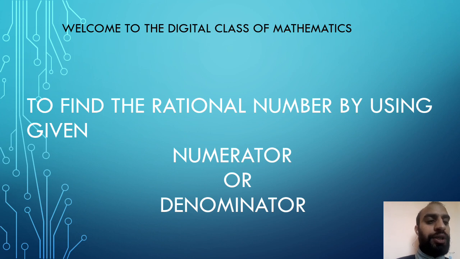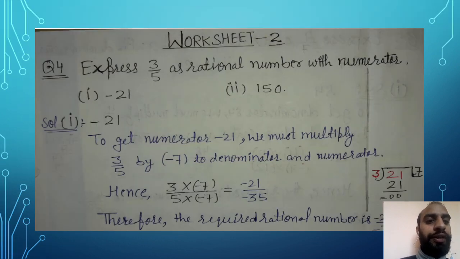So to understand such questions, let's take question number 4. Question number 4 is: express 3 upon 5 as a rational number with numerator minus 21, and second part is 150. So my dear students, here the most important thing is what question is given to us. The question given to us is 3 upon 5. So 3 is the numerator, 5 is the denominator. But we are interested in finding one more number in which the numerator becomes minus 21.